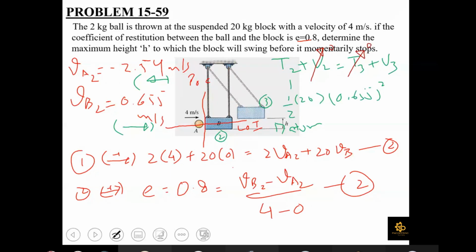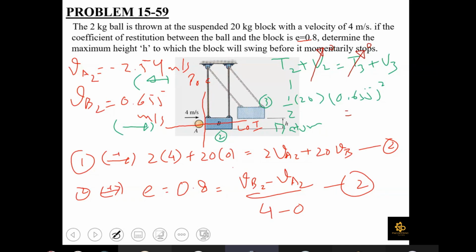0. Since T3 represents the kinetic energy of this particle at position 3, which is the position of maximum swing. So once the block has attained maximum height, it means that the velocity is going to be 0 at that maximum height. Therefore, T3 should be equal to 0. What about V3? Should it be positive or negative? Positive, sir, above the datum.